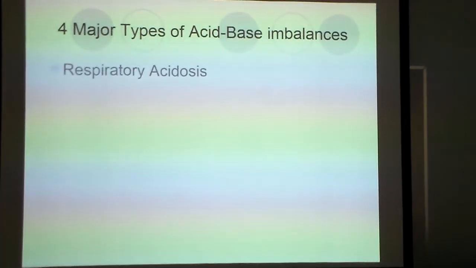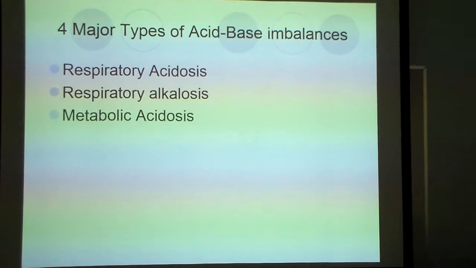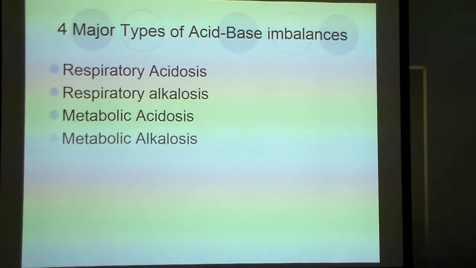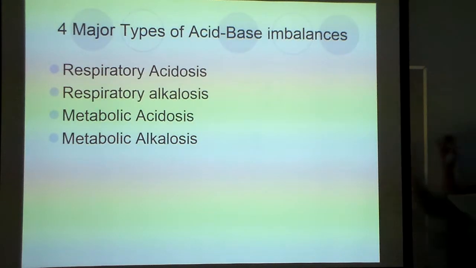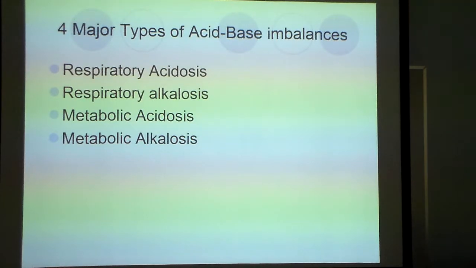There are 4 major types of acid-base imbalance, and we're just going to run through these very, very quickly. Respiratory acidosis, respiratory alkalosis, metabolic acidosis, and metabolic alkalosis. And in your textbook, there are charts that pull together what these actually are, the key features of the acidosis and alkalosis.